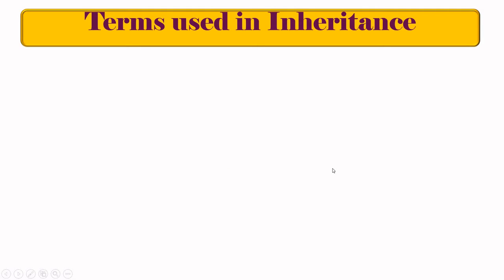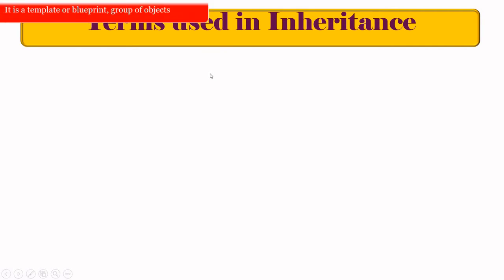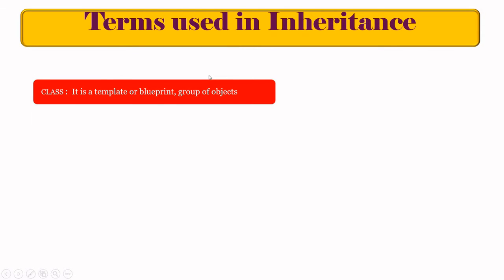Then we are going to discuss what terms are used in inheritance. When you want to implement inheritance, you have to know what terms are used here. Term number 1 is called class. Class plays a vital role in OOPS elements. Class is nothing but a template, or a data structure, or a blueprint, or a group of objects which possess similar characteristics.